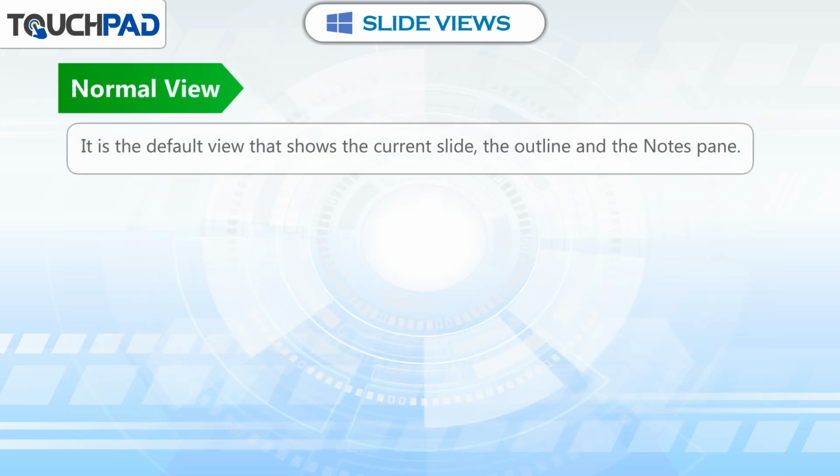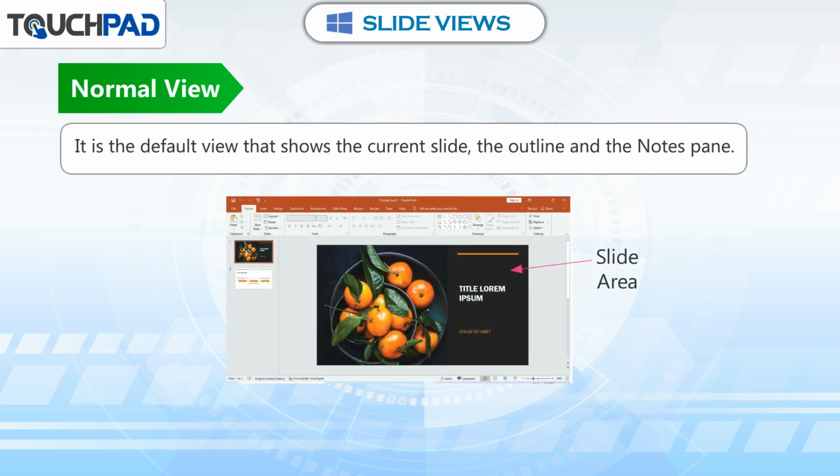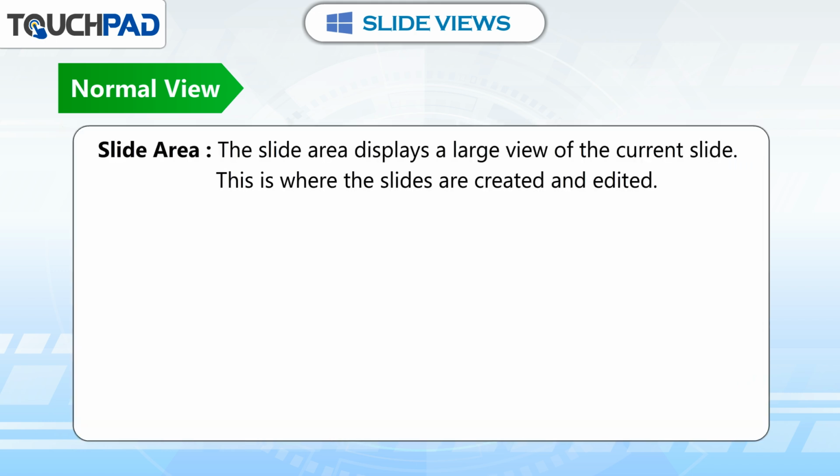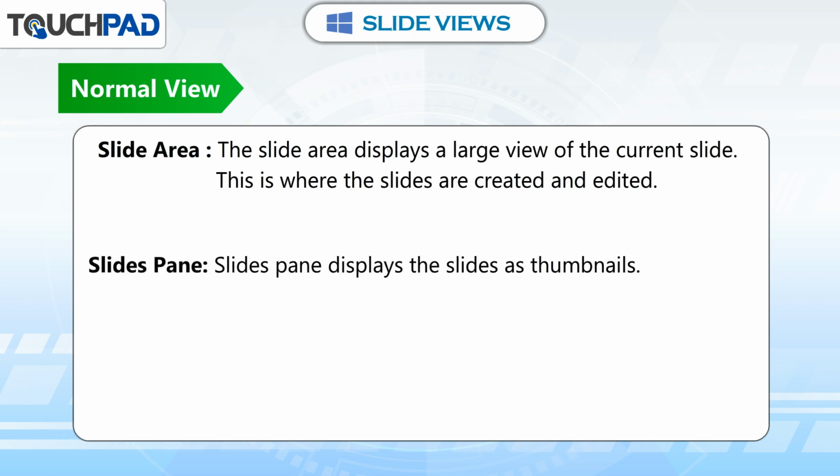Normal view. It is the default view that shows the current slide, the outline, and the notes pane. Slide area. The slide area displays a large view of the current slide. This is where the slides are created and edited. Slides pane displays the slides as thumbnails.